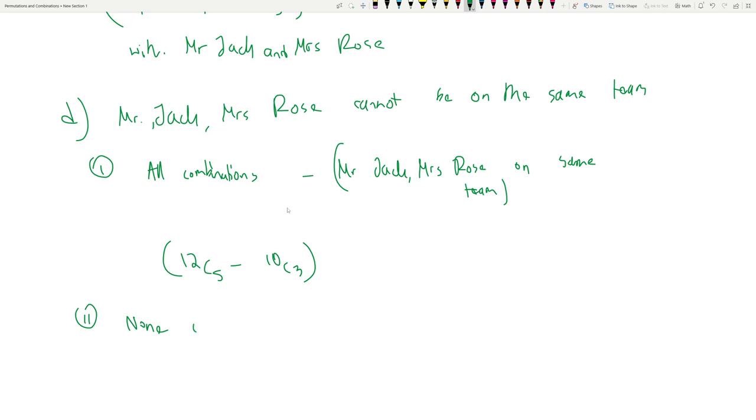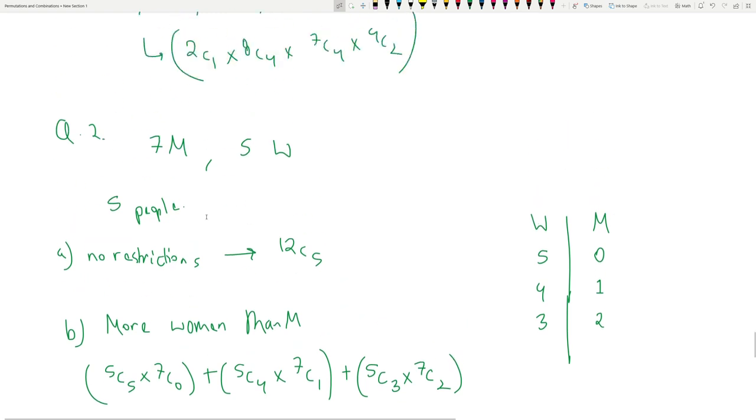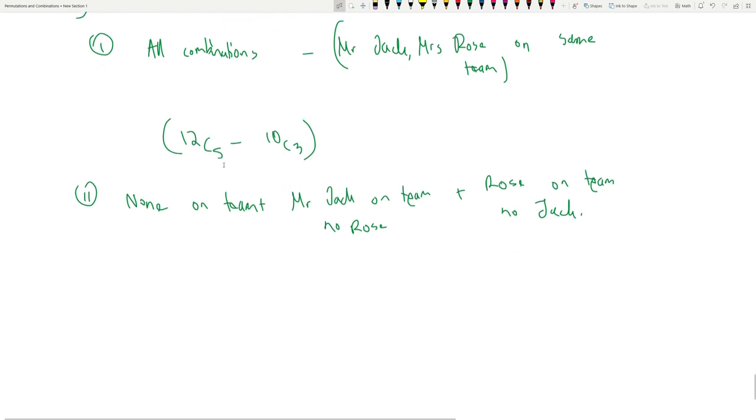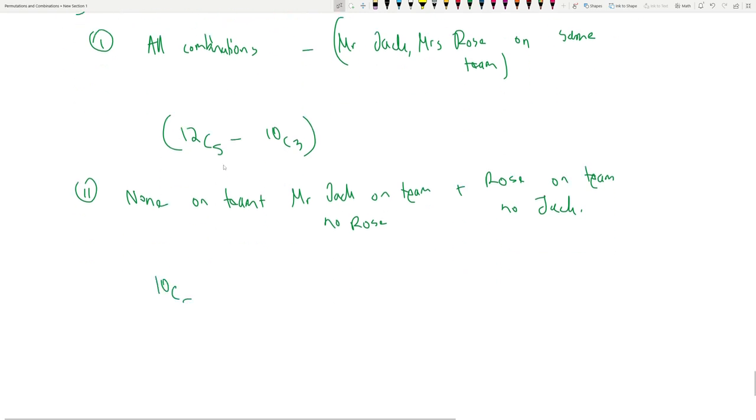Anyway, so let's do this. None on team, plus Mr. Jack on team, no Mrs. Rose, plus Rose on team, no Jack. So none on the team: just exclude them completely. We exclude 2 of them from the 12, so we have 10 people, and I'm going to pick 5. 10C5. None on the team.